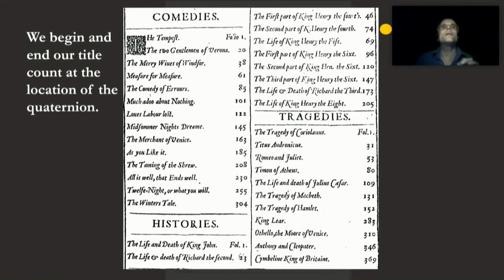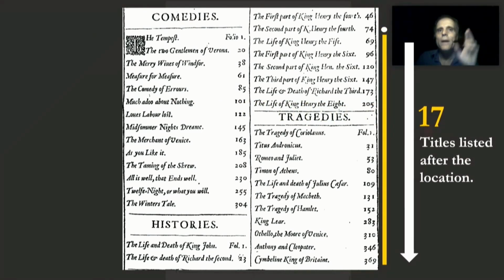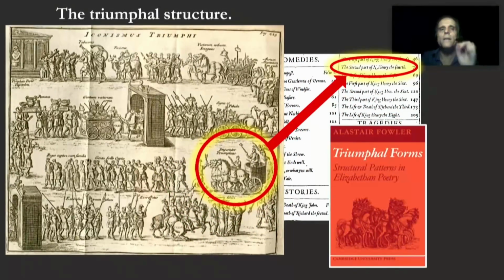We begin and end our title count at the location of the quaternion. There are 17 titles listed before the location. There are 17 titles listed after the location. This imitates the structure of a Roman triumphal procession. As explained by Alastair Fowler in his book Triumphal Forms: Structural Patterns in Elizabethan Poetry, poets would place important ideas or events in the middle of their works to allude to the Roman emperor's position in the procession. The quaternion is located at the same place as the emperor.